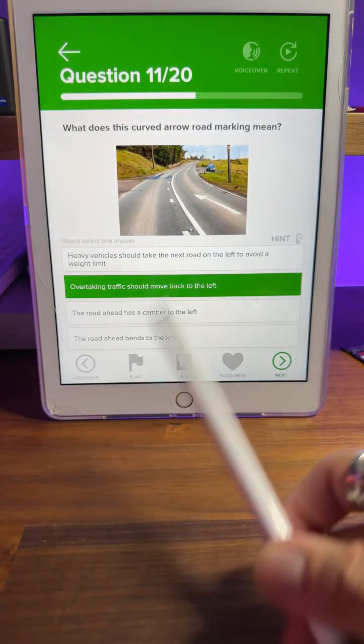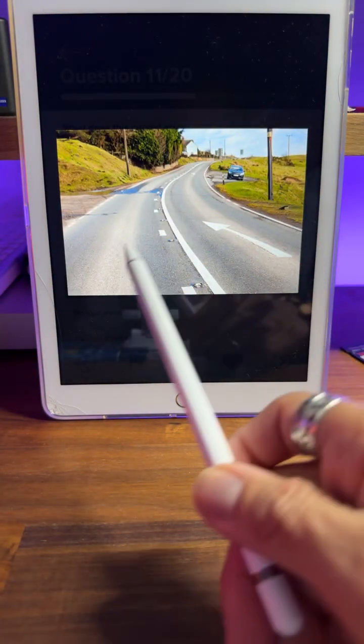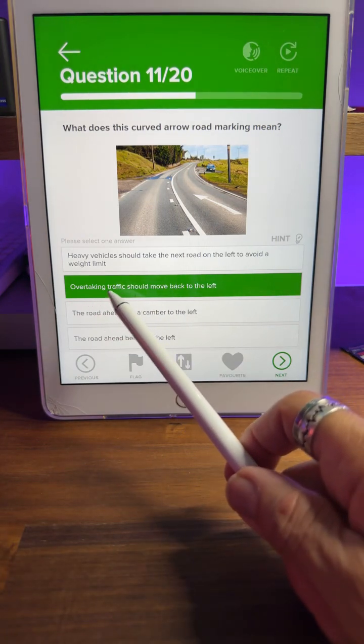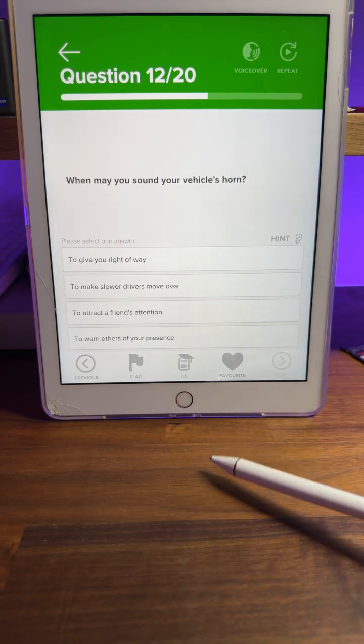So the question is, what does the curved arrow road marking mean? It means get back on your side of the road. So, yep, B is the answer. Overtaking traffic should move back to the left. Easy as that. Okay, let's click on to question 12.